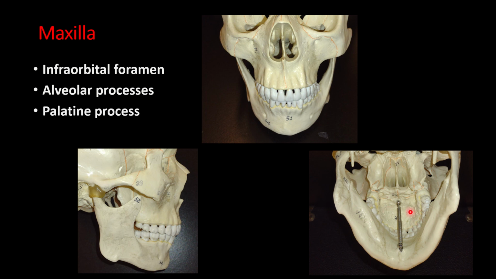And the palatine process, so the hard palate, or the floor of the mouth, or the roof of the nasal cavity, all three of them are the same thing. And the anterior part of the hard palate is made by the palatine process of maxilla. This is the palatine bone, so this is not maxilla.